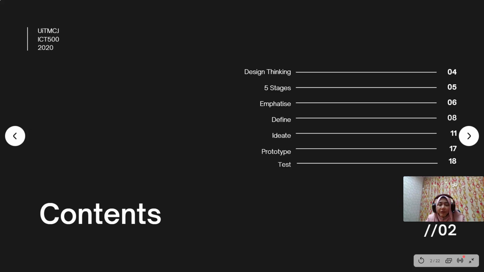So we meet again with a new topic in ICT 500, which is design thinking. Basically what we'll cover today: we will look at what design thinking is, the definition and the concept that we have in creative and critical thinking. Then we will look at the 5 stages in order to implement design thinking: empathise, define, ideate, prototype and test. So these are all the 5 stages that we have.